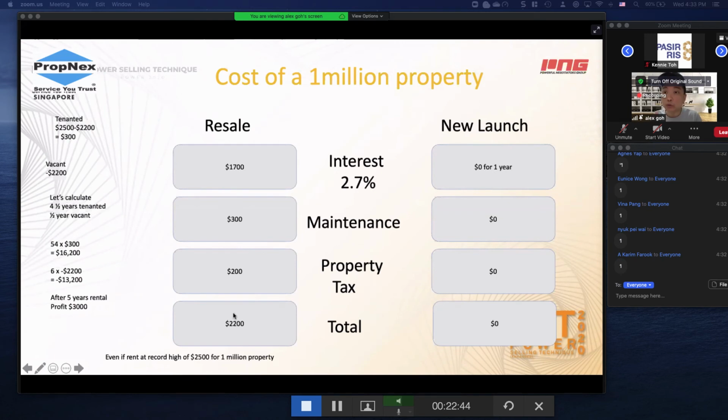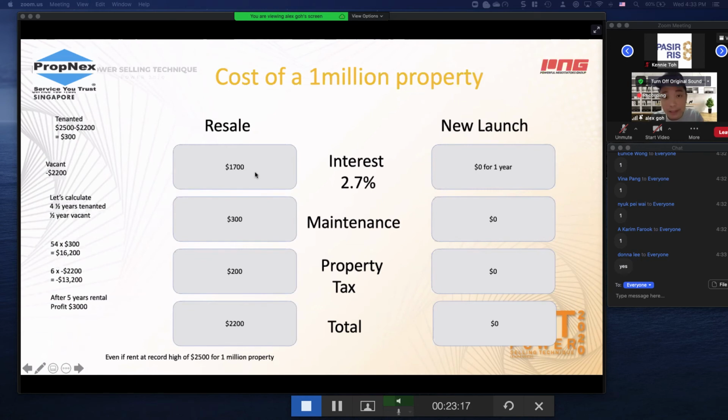Here the cost is $2,200 a month. Cost, meaning if they buy the house and don't rent out, you still need to pay. So now we take an estimation: 1 million, rent out at 2,005. Can I say this is a decent yield? 1 million at 2,005, is it a decent yield? Yes, right? Yes or no? Yes.